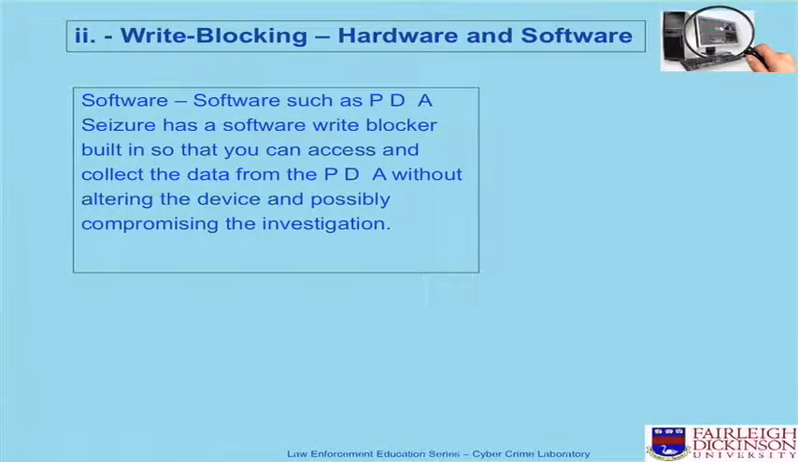This is Paraben's PDA Seizure. Okay, it's the older software of Device Seizure. PDA Seizure only does PDAs. Device Seizure does PDAs and cell phones. And this type of software is very important to run on your examination machine so that you can hook up a cable and then you can pull all the information off the PDA or the cell phone and then get it onto your examination machine to look at. Now this type of software, whether it's PDA Seizure or Device Seizure, has a built-in write blocker so that you don't change any of the evidence.